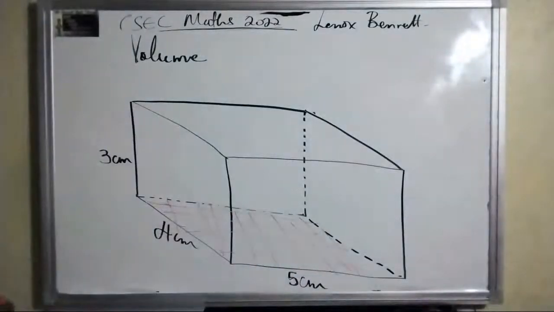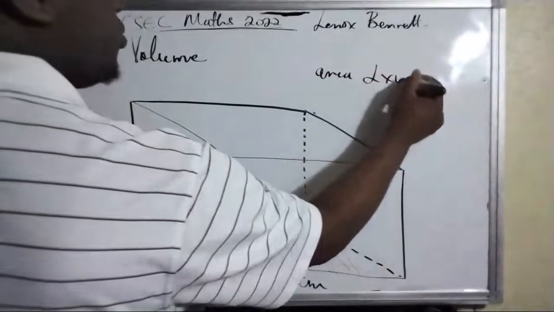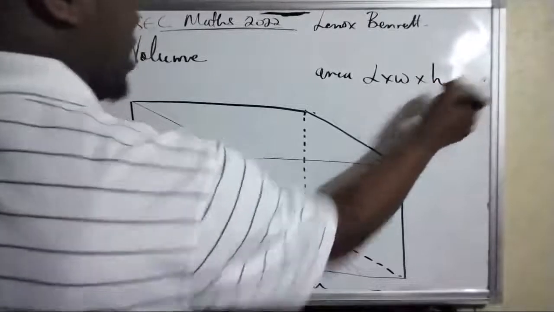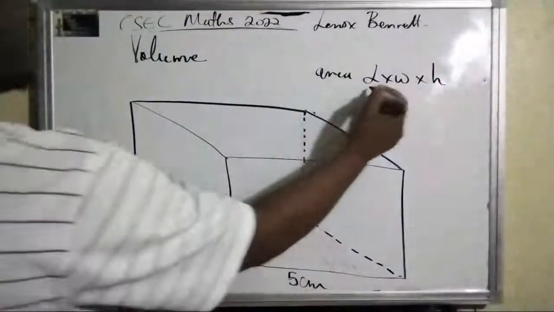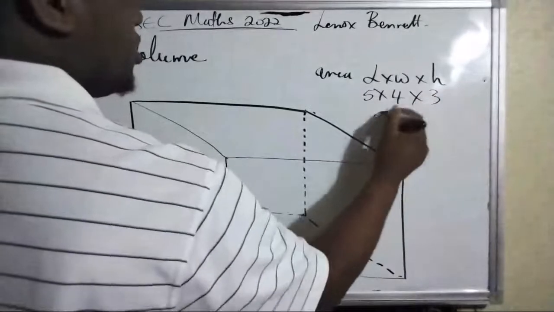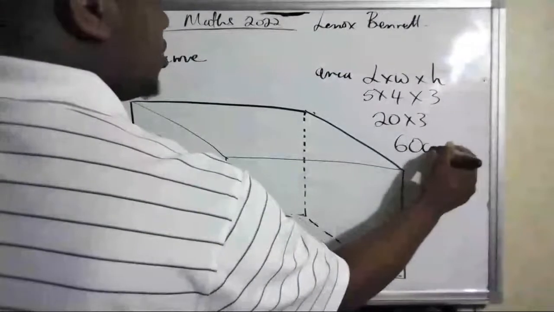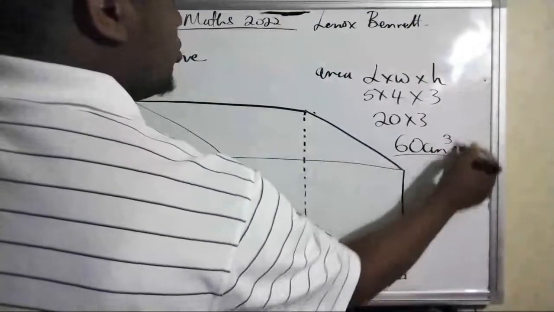All right, so we find the area of the rectangle, and the area of a rectangle is length times width, and we times it by the height. Now the length is 5 by 4, and we times it by the height, so that's 20 times 3, which is equal to 60 centimeter cube. Very important.